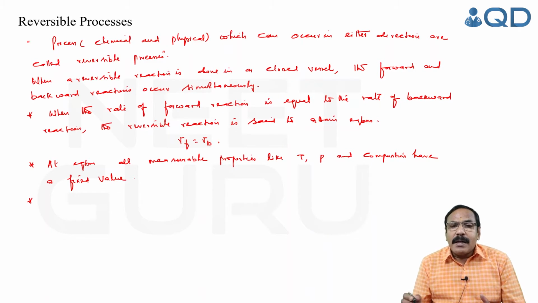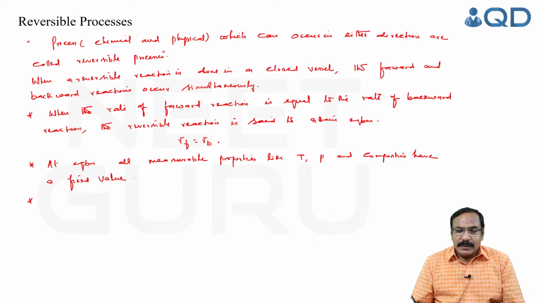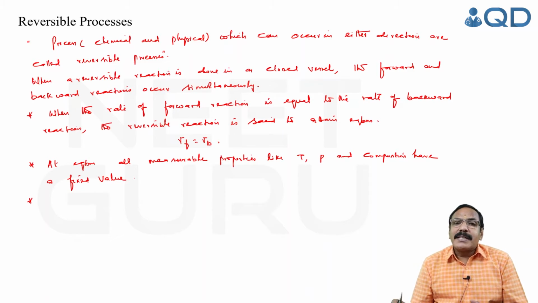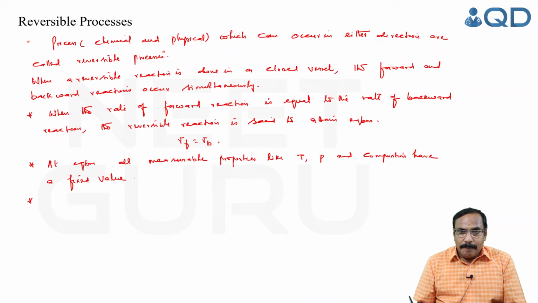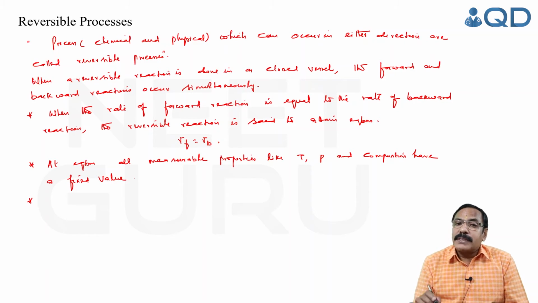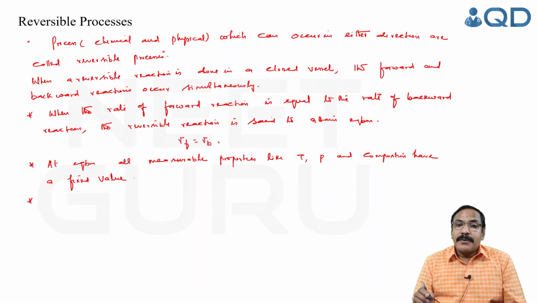So, reversible processes are those processes which occur in either direction. It may be physical or chemical. For example, ice in equilibrium with water is a physical process. Nitrogen and hydrogen combining to form ammonia is a chemical process. The only thing is, it must be in a closed vessel. Reactions that can occur in either direction are called reversible processes. And remember, equilibrium is dynamic, not static.